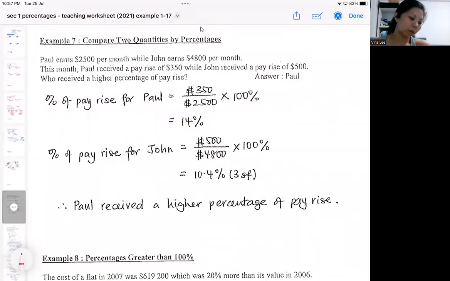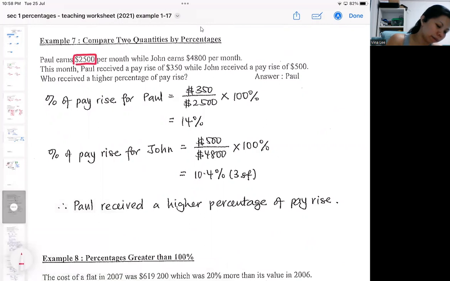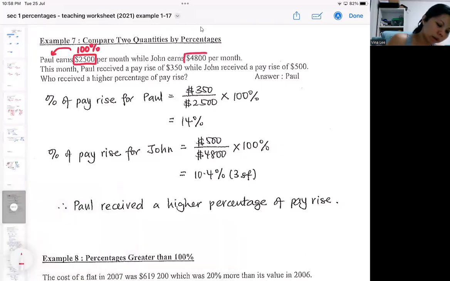The next example is a typical question where they compare percentage. We compare the two quantities by percentage. So in this question, there are two persons. Paul earned 2005 a month, while John earned 4008 a month. So for Paul, the 2005 will be the 100%. This will be the 100% for Paul. And then for John, the 4008 is his 100%. So both of them got different 100%. So you cannot be confused.